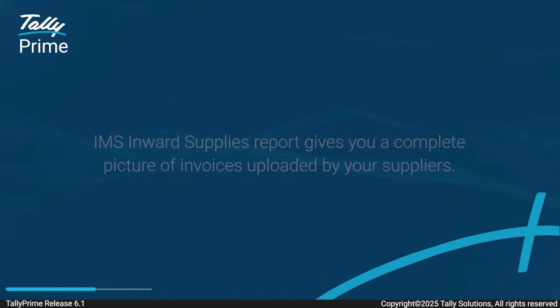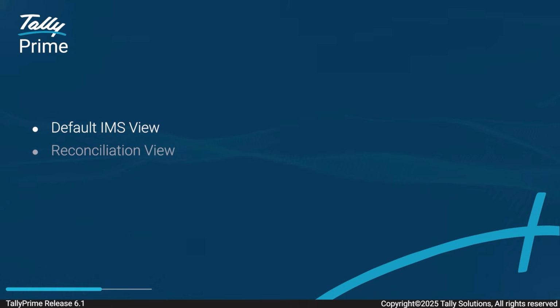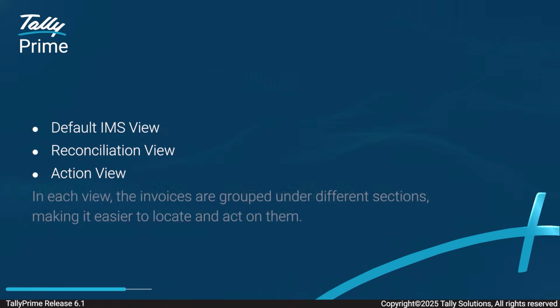You can switch between default view, reconciliation view, and action view to analyze the data from different angles and take the right actions. In each view, the invoices are grouped under different sections, making it easier to locate and act on them.